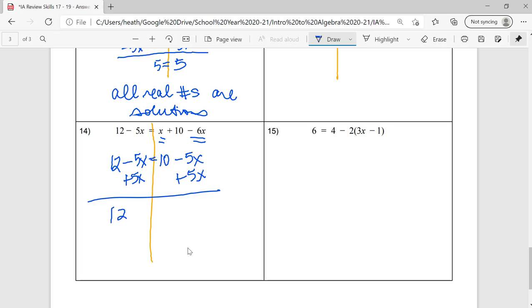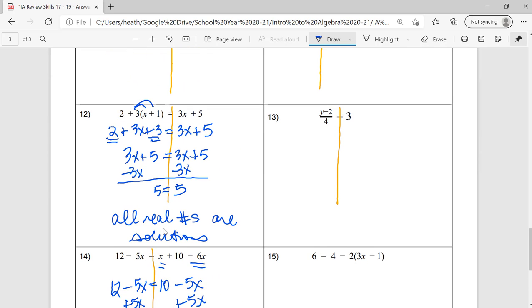Well, I've got 12 equals 10. Now, that is never true. No matter what I put in for x, I'm never going to have both sides of the equation equal. So this one is a no solution. Now, that's not true anytime you have x's on both sides of the equation. That just happens to be the two that are on this sheet.